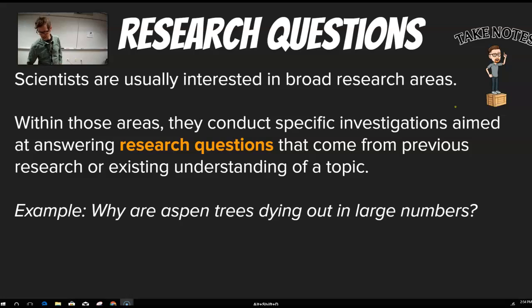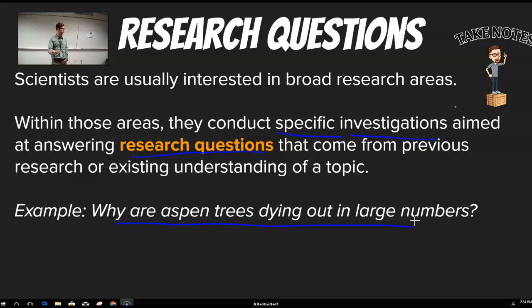So they start to get specific investigations aimed at answering research questions, right? So a research question is something that you come up with to be able to ask something that you can then try to answer with evidence. So an example could be, why are aspen trees dying out in large numbers? And this is something that happened over the last 20 years or so. It's called sudden aspen death syndrome.